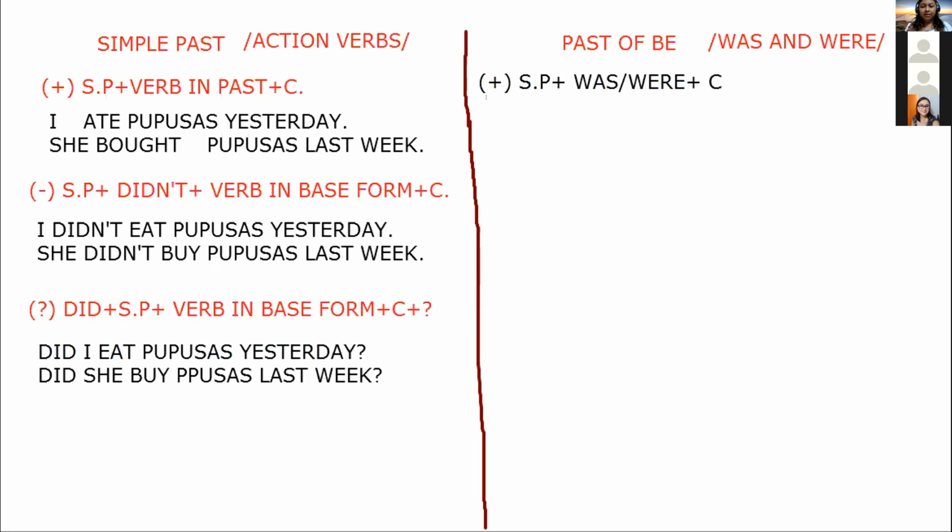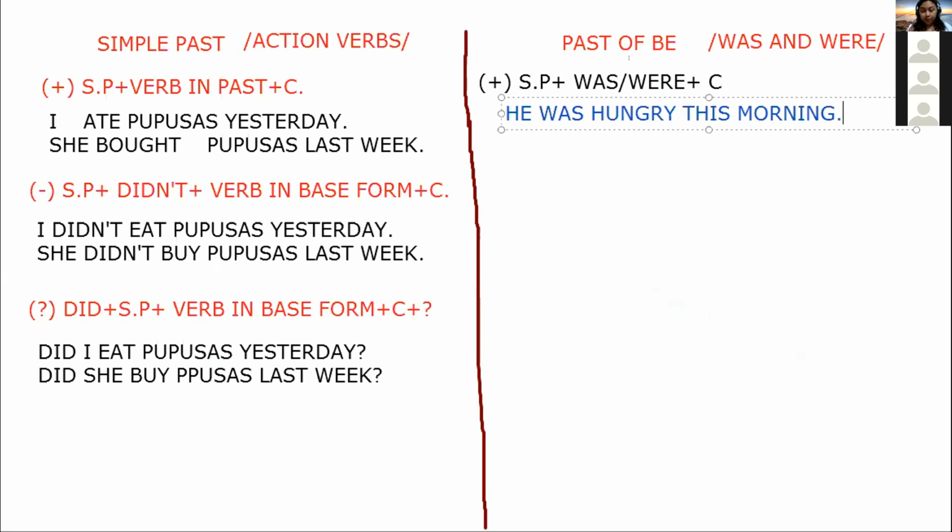Now, for example, give me a subject pronoun. He. Okay. So we say he was or were? Was. He was hungry this morning. So what is my complement? Hungry this morning. What's my verb? Was. You see, in this structure, we will never have an action verb.